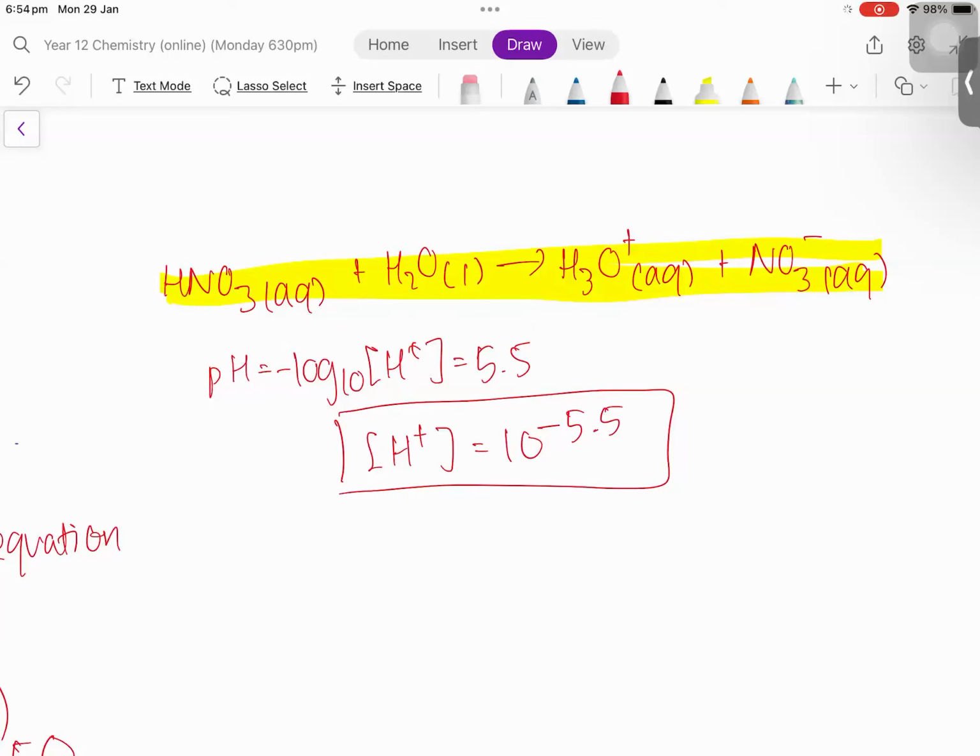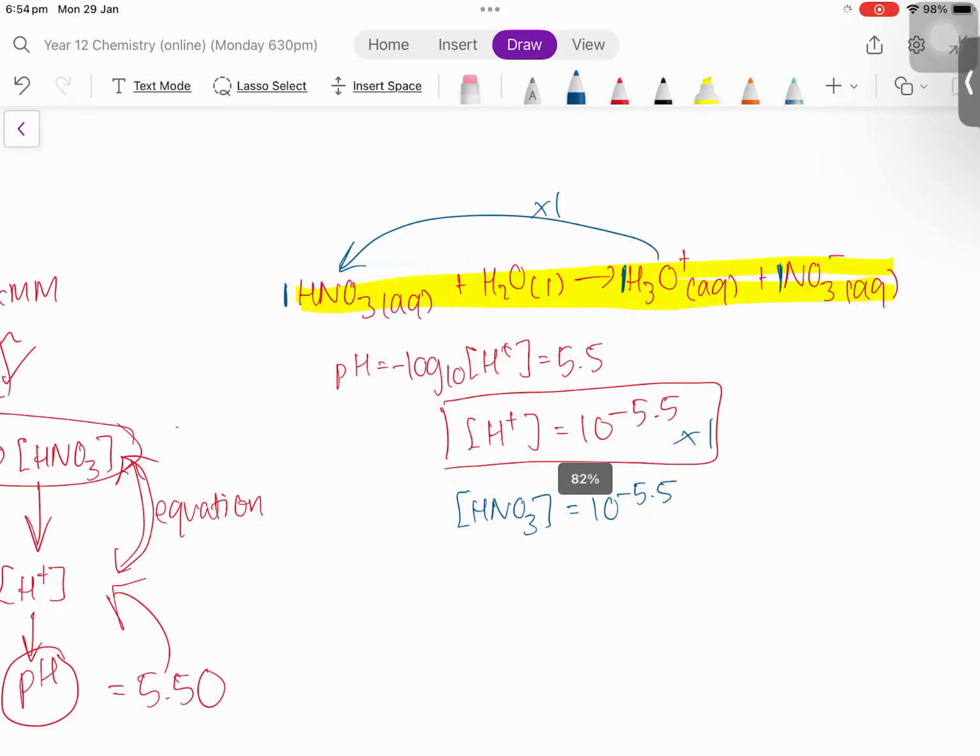Would it just be like 10 to the power of minus 5.5? Good, well done. So it's 1 to 1 again. This time I'm jumping from the proton to the acid. So if it's 1 to 1, I times by 1. Do the same thing with this. My concentration of my acid is 10 to the minus 5.5.